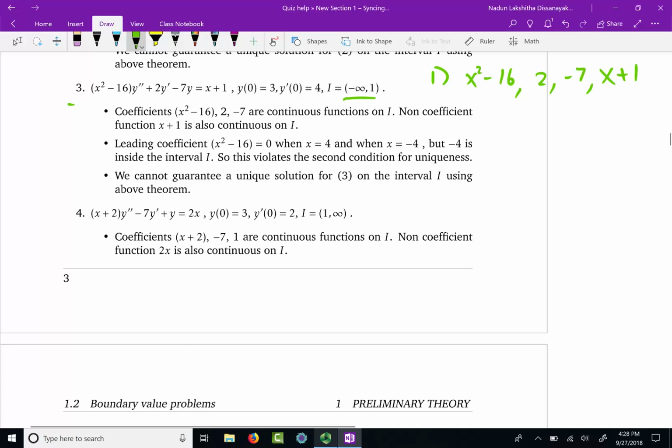Okay, good. Let's go to the second condition. Leading coefficient is x square minus 16, and when is x square minus 16 0? Well, if x is equal to 4, right? Is that all?